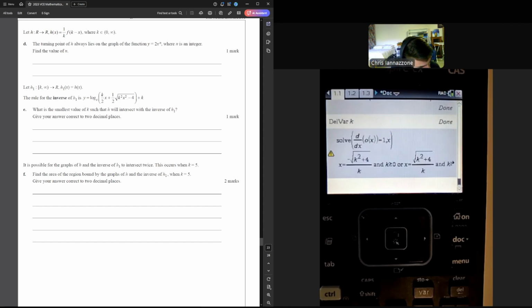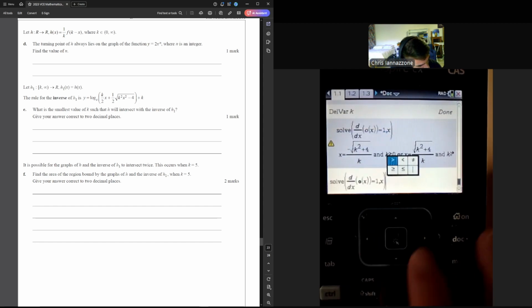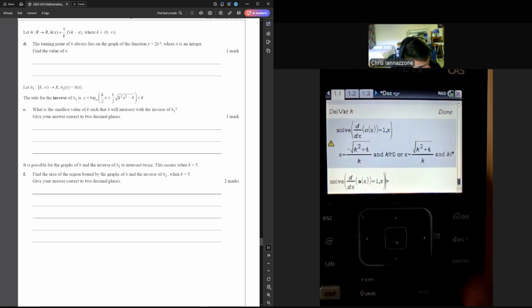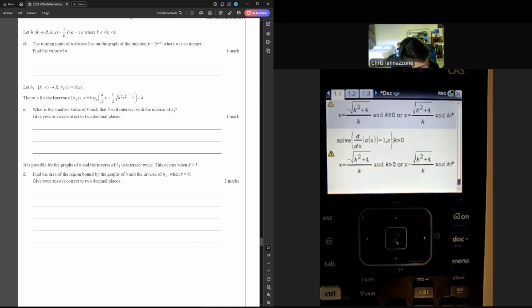Okay, that's good. So it's given us some nastiness there, so maybe we should make sure that k is greater than 0. So let's just tell it that. k is greater than 0. Okay, that hasn't really changed much, but that's okay. We can still clearly see that it's plus or minus the square root of k squared plus 4 all over k. Those are the things that are valid for us.